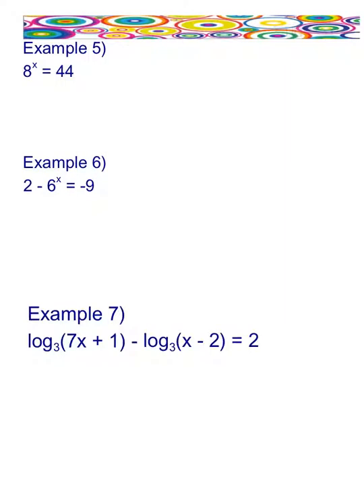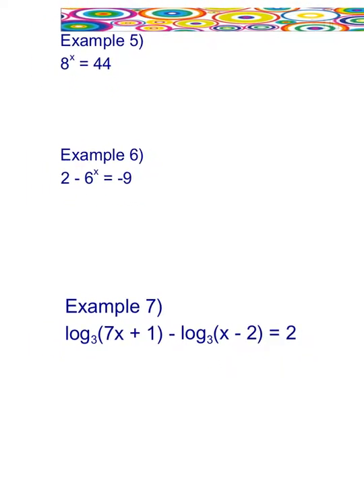So let's look at some exponential equations, switching it up. In the next example, example 5, I've got 8 raised to the x equals 44. So this is an exponential statement. I think the easiest way to get this x out of the exponent is to rewrite this as a logarithm using my rule. I'll write it over here to reference again. Log base b of y equals x if and only if b raised to the x equals y.